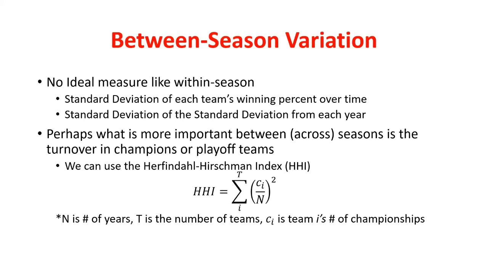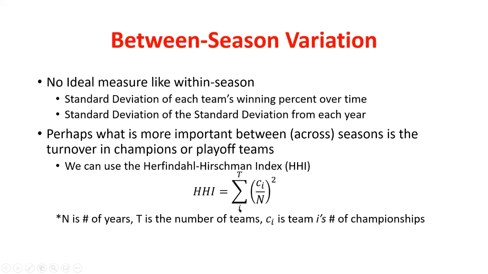So one measure that you might remember or might recall from 201 would be the HHI, the Herfindahl-Hirschman Index. So usually you're using this to measure market power and whether or not it's all concentrated with one firm or concentrated with a top couple firms. So here we can apply it, but we're going to look at championships, right? So C_i here, we'll initially think about as the number of championships.